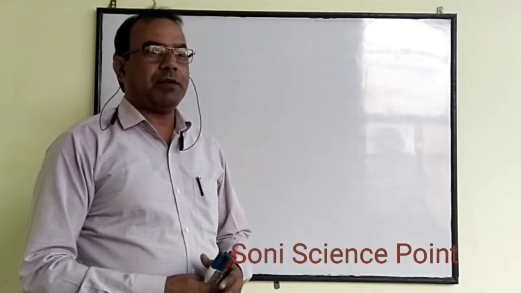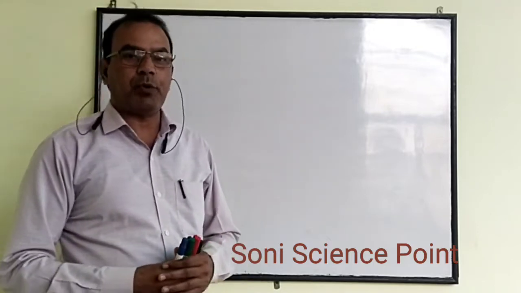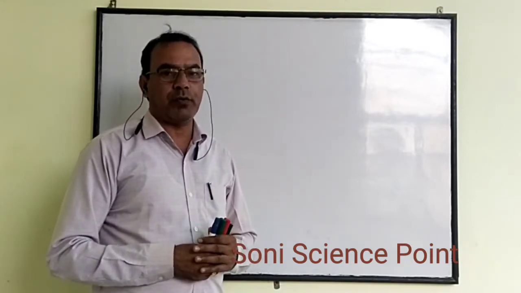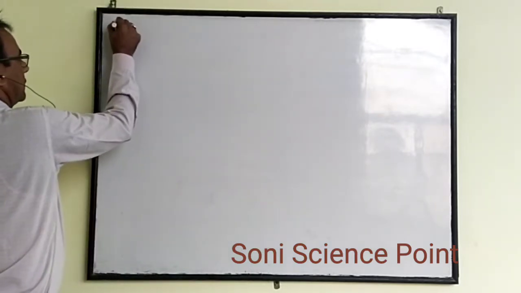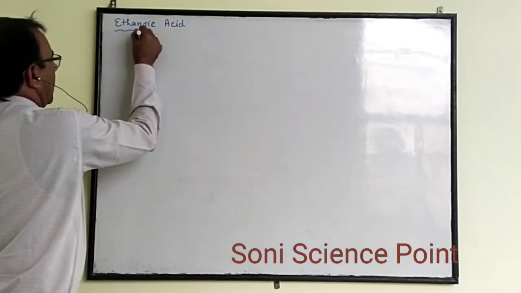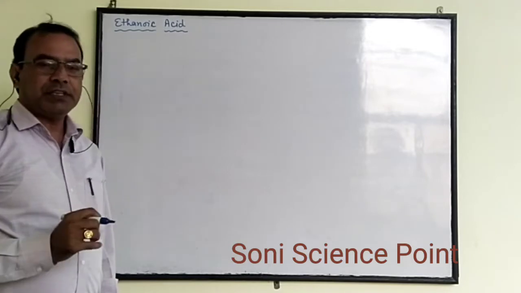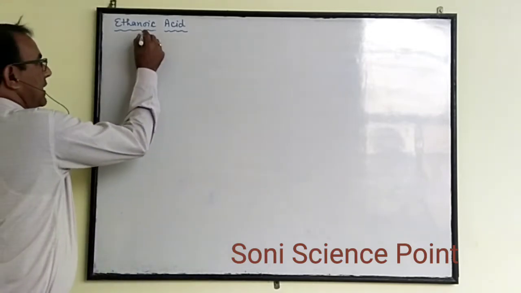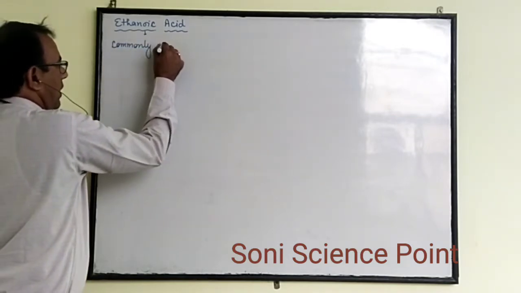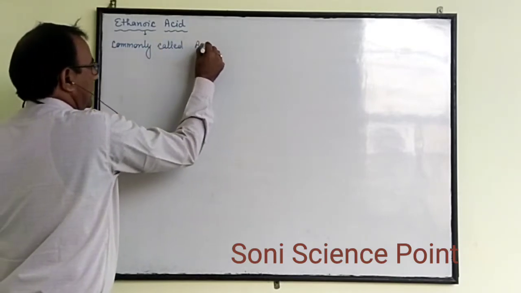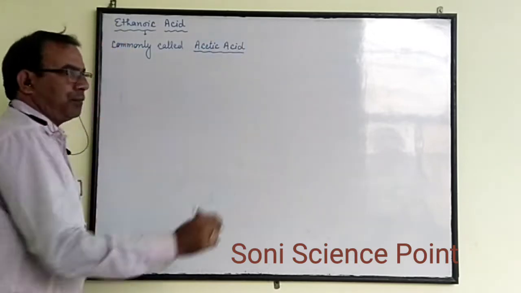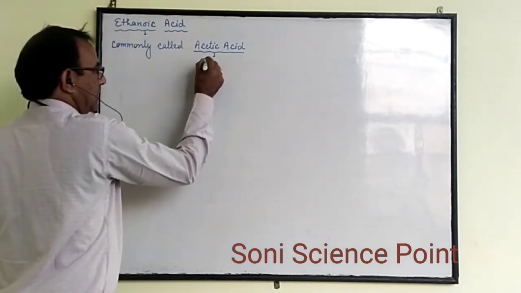Hello students, in the previous part we studied the physical and chemical properties of ethanol. In this part we will discuss another chemical compound of carbon, that is ethanoic acid. What are the physical and chemical properties of ethanoic acid? First of all, ethanoic acid is commonly called acetic acid, which is a group of carboxylic acid.